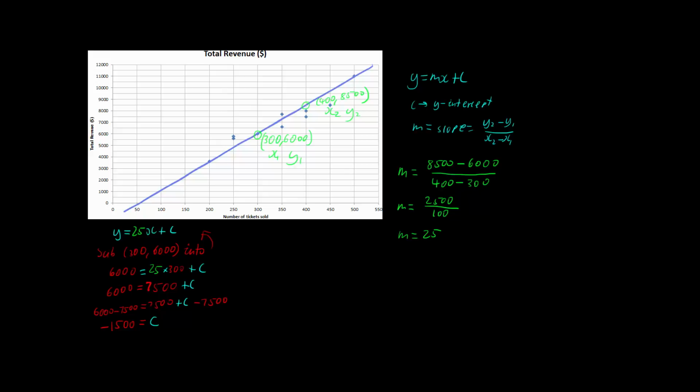So now I've got my equation of my line, which is y is equal to 25 as my slope, x, minus, now because we've got a negative c value, 1,500. So I'm going to check with a point that I've got close to a value here. 200 tickets multiplied by 25 is 5,000. Minus 1,500 should give me 3,500. That's rather close. So I can see that if I have a number of tickets that I'm expecting to sell, I can predict what my approximate revenue is going to be.